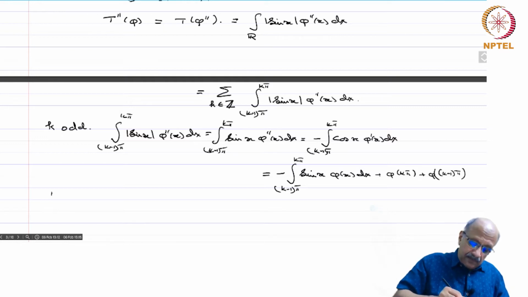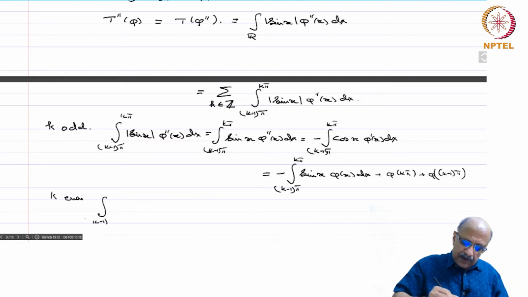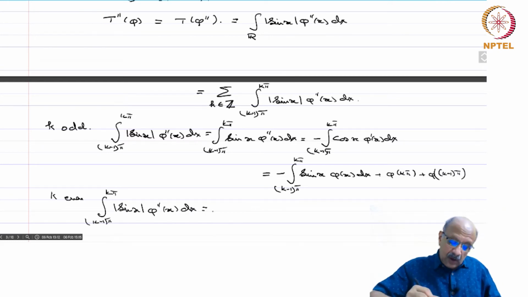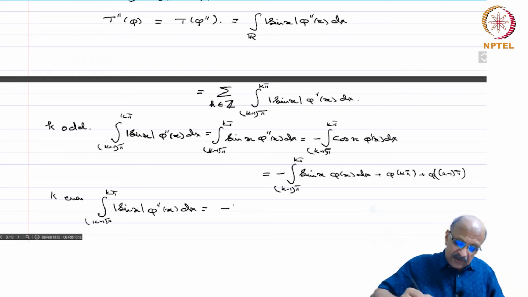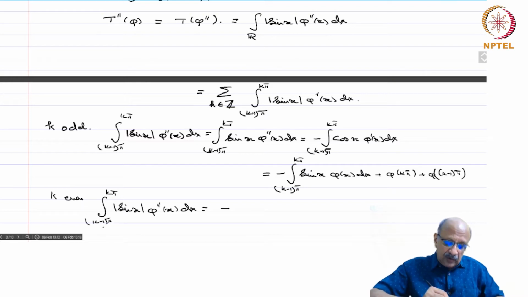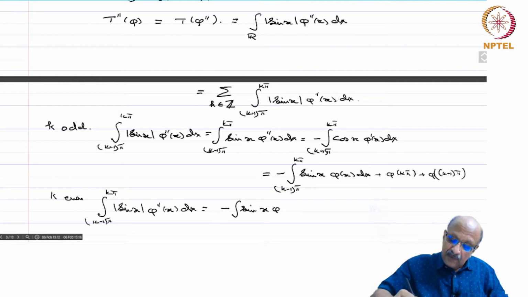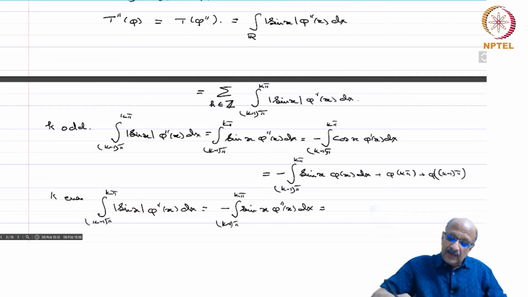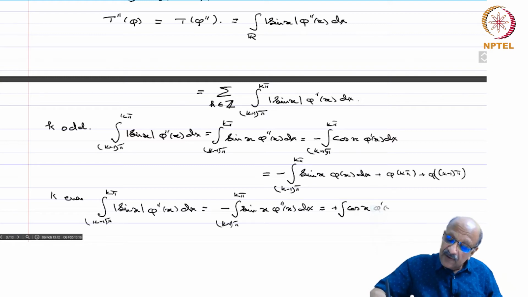So if k is even, the integral from k minus 1 pi to k pi of mod sin x phi double dashed x dx will be equal to, so now you have a minus sign, because if k is even, k minus 1 is odd, so this will be like pi to 2 pi, and there the sign is negative, and therefore you have minus the integral of sin x phi double dashed x dx from k minus 1 pi to k pi. Okay, and when you integrate this, you will get the integral of plus cos x phi dashed x dx from k minus 1 pi to k pi, and again sine vanishes at the two end points, and therefore you do not have any boundary terms.